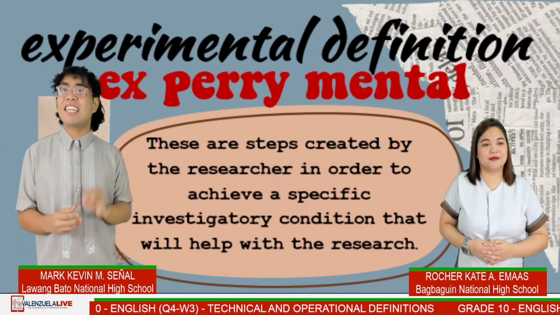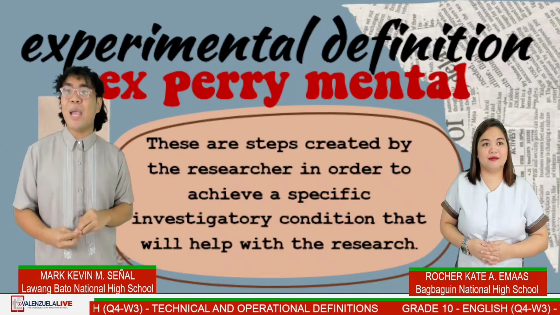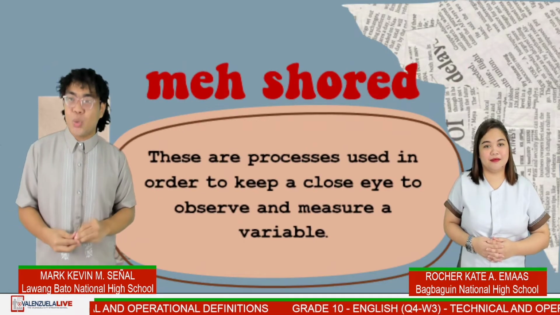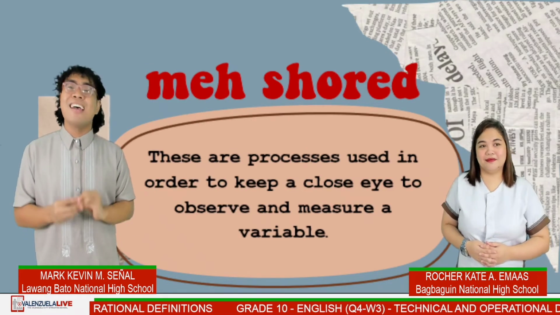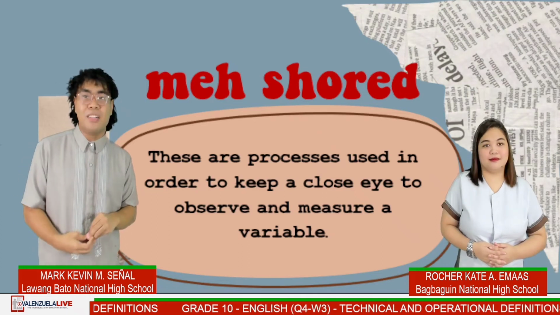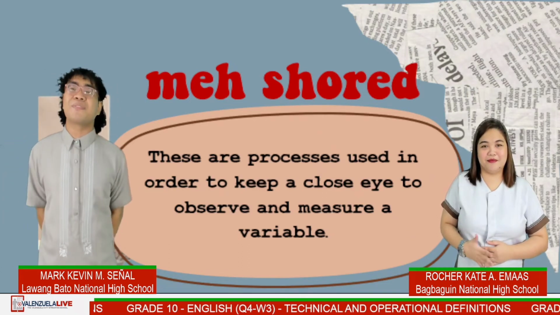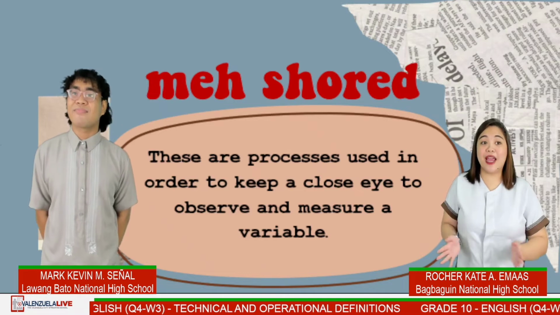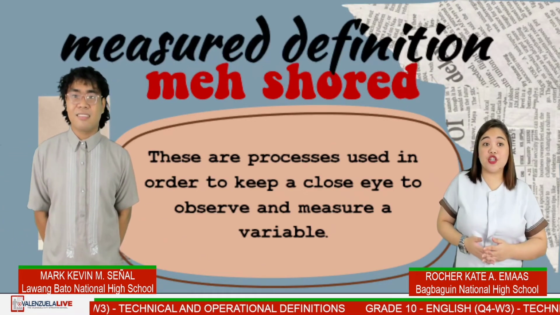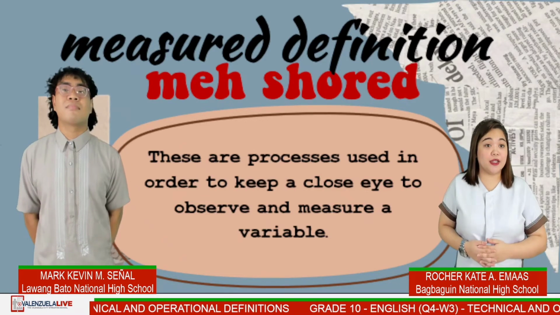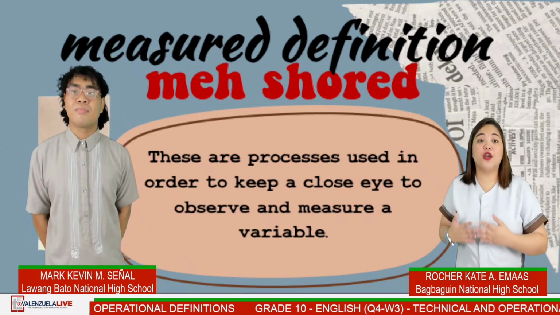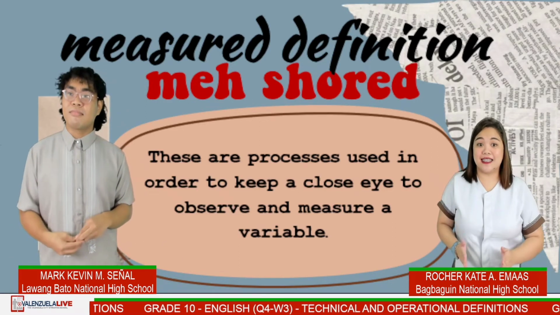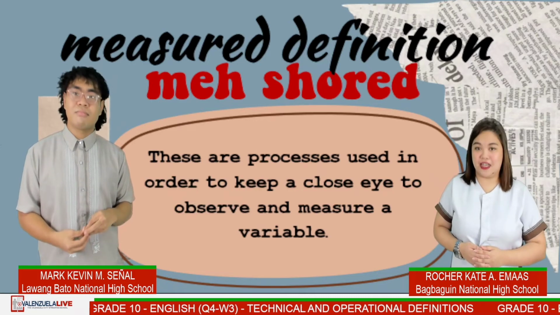And for our last Guess the Gibberish puzzle, and the second type of operational definition, we have this. These are processes used in order to keep a close eye to observe and measure a variable. 5 seconds to comment your answers. And time's up. The correct answer is measured operational definitions or assigned variables. These are the times where our focus is not to manipulate the variables but to see and examine them as it is. This is measured operational definition.